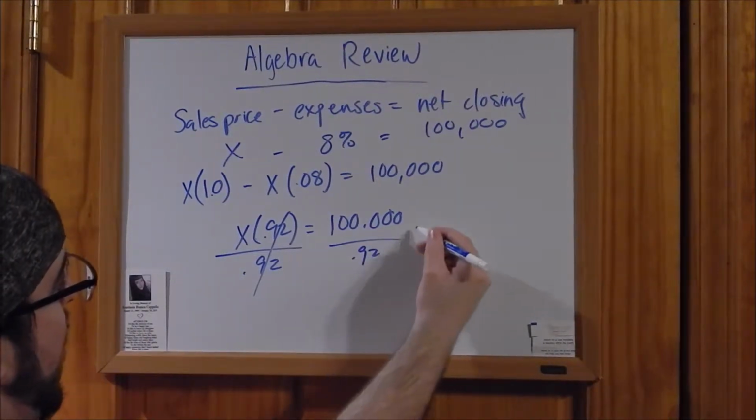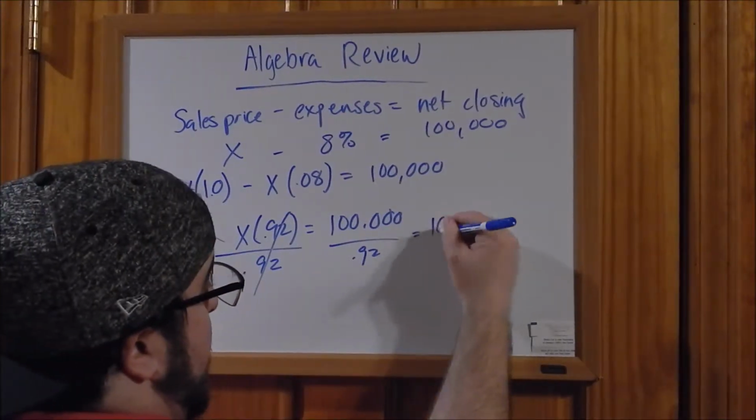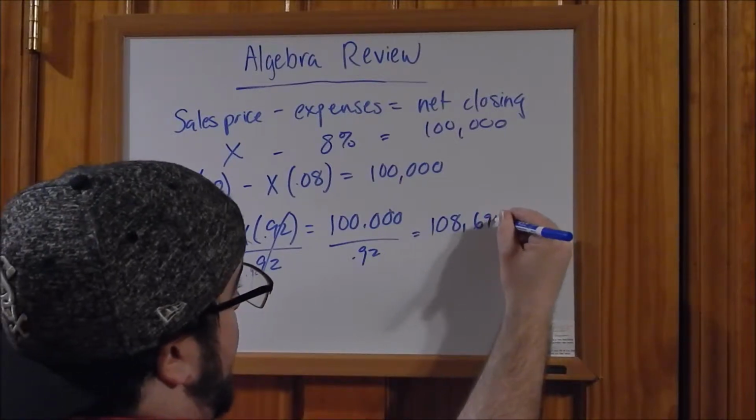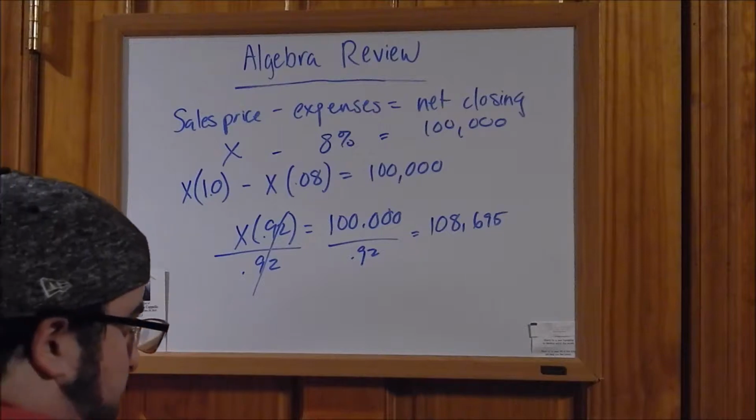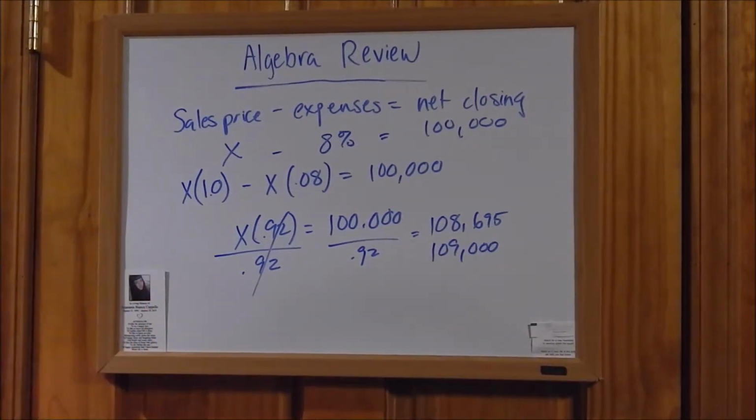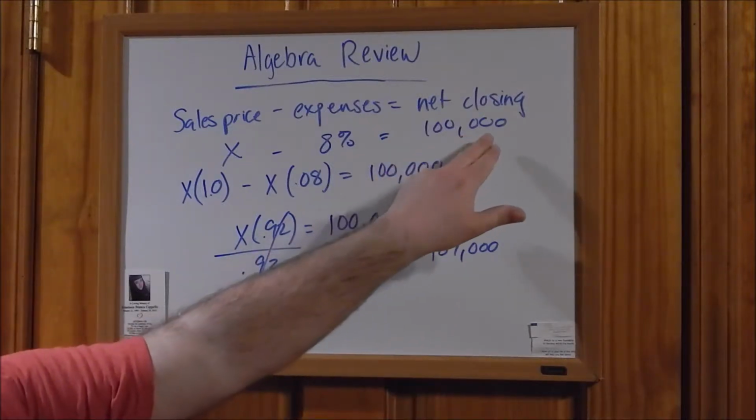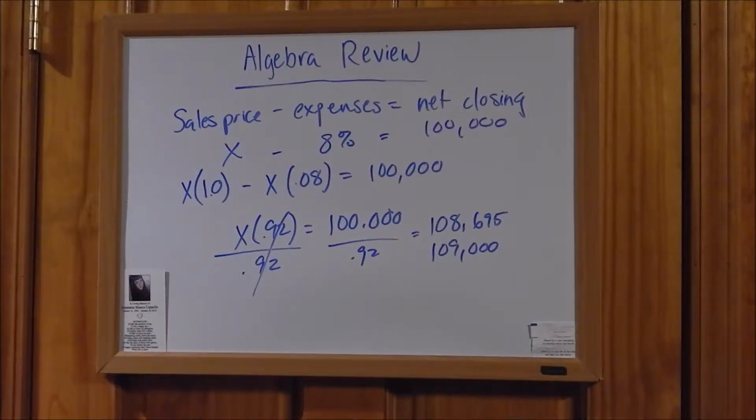Now we have 100,000 divided by 0.92 equals 108,695 and some change. Realistically, when you do a listing price, you'd probably list it at least at 109,000, right? Because you want to make sure that you get that closing cost. So you could just round it up a little bit, but realistically, this is the answer exactly.